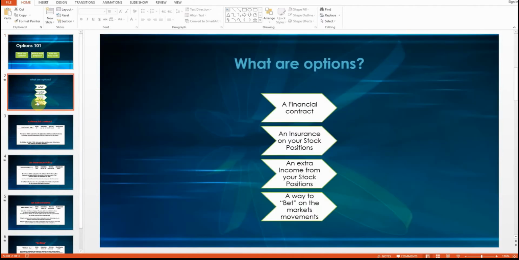So, what are options, guys? Options are simply a financial contract that can be used as an insurance on positions in stocks you already own. If you have a lot of stocks, you can use options as an extra income from your stock positions. And my favorite way, and the way that I'll be teaching you guys how to use, the way that I use them, is a way to bet on the market's movements.